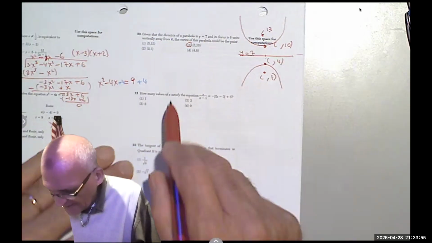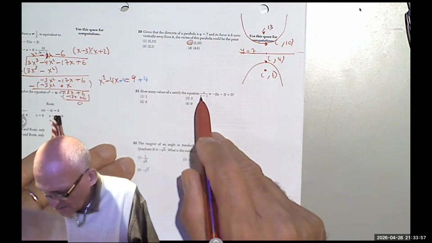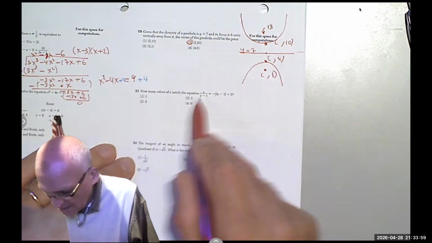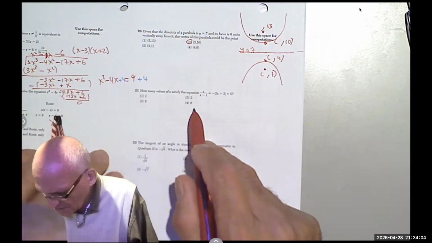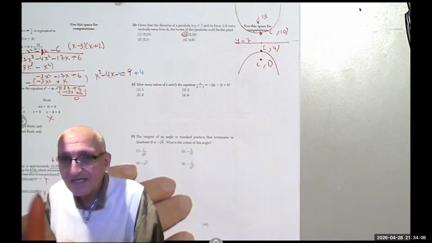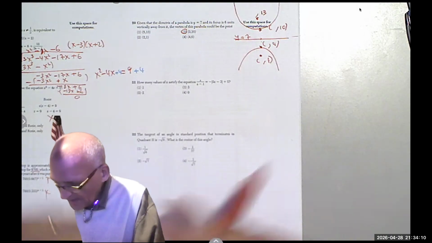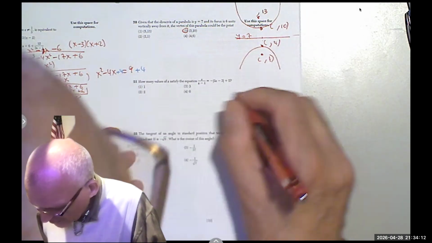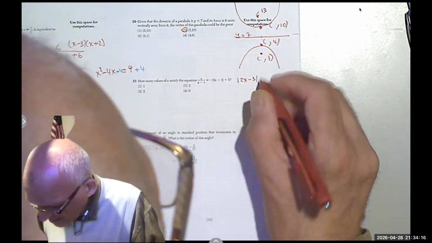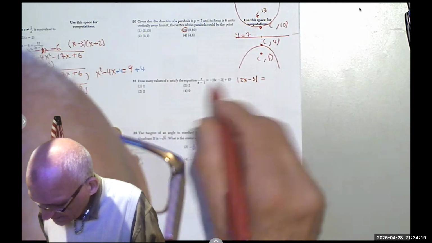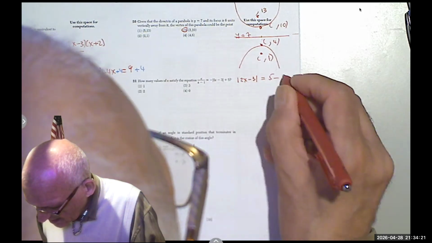How many values of x satisfy the equation? 1, 2, 3, 0? So it's not 4. Oh, here you have to be very careful with absolute value. Let's move the absolute value to the left. So the equation is absolute value of 2x minus 3 equals 5 minus x over x minus 1.